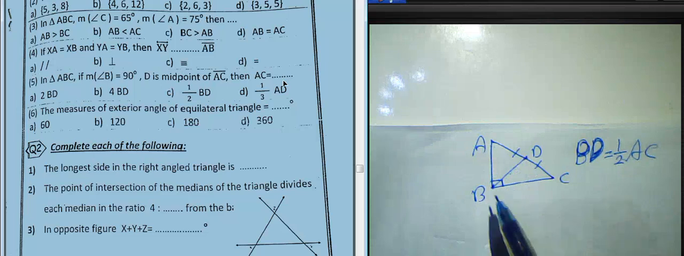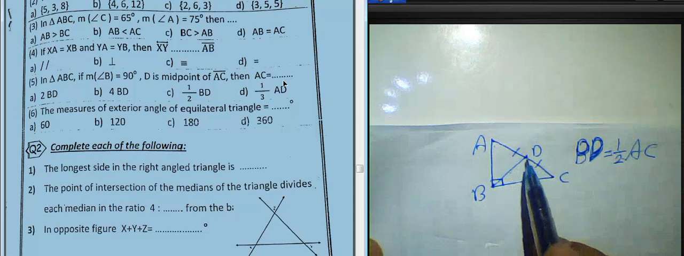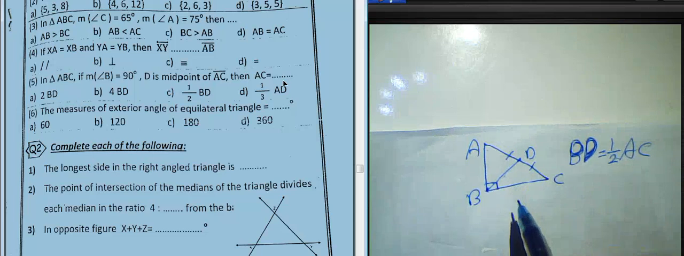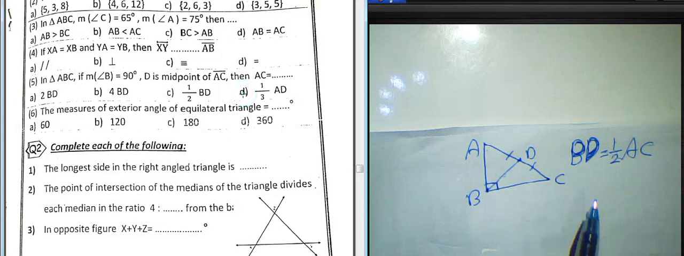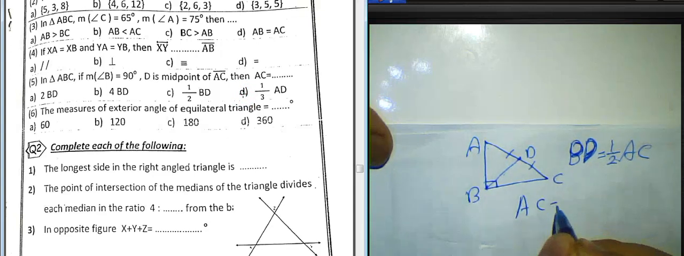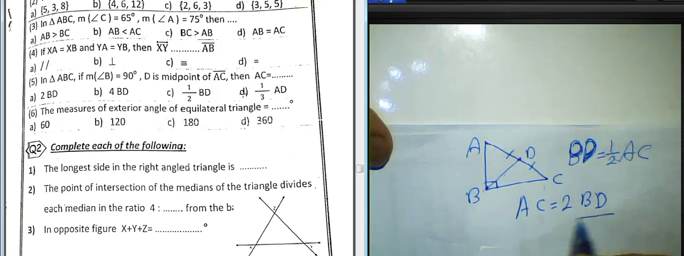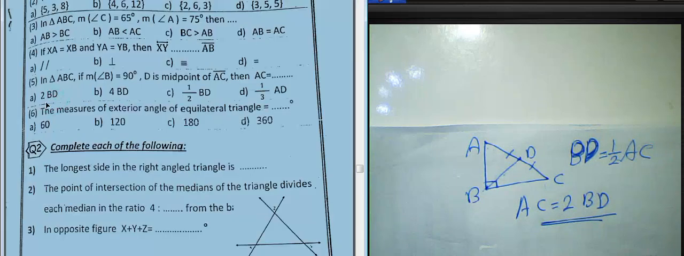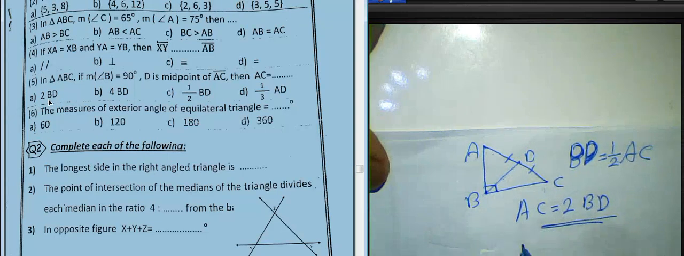We know the median is a line segment joining the vertex and the midpoint of the opposite side. So BD is called the median. We must choose what he asked about, AC. Look here, AC will be twice BD. We must write letter A. Twice BD. So we choose letter A for question number 5.